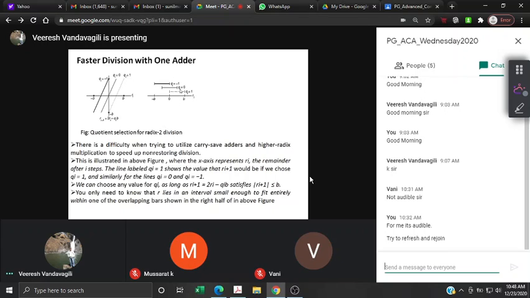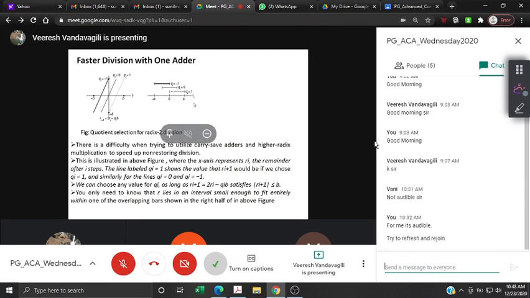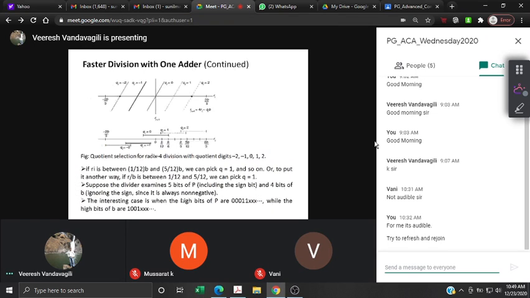For q_j equal to 0, it can be plus or minus b/2, a bounded value, and for q_j equal to 1, it is 0 to b, so you can choose it for the remainder. As I said, based upon the remainder, you are choosing the values of the quotient for the division operation. As I already explained, the SRT radix 2 division operation, first division with one adder, and again it will continue.